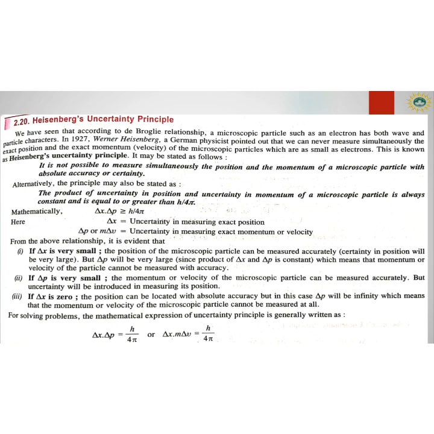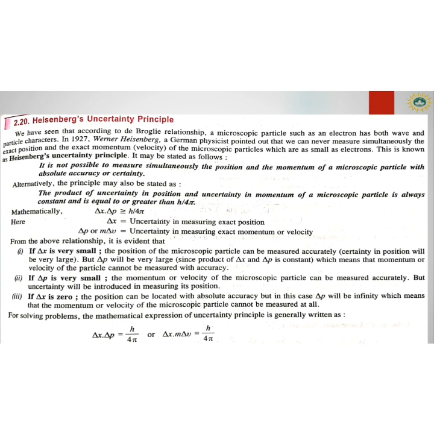Where h is Planck's constant, that is 6.626 times 10 to the power minus 34 joule second. Now, from the above relation it is evident that if delta x is very small, the position of the microscopic particle can be measured accurately. But delta p will be very large, since the product of delta x and delta p is constant, which means the momentum or velocity of the particle cannot be measured with accuracy.